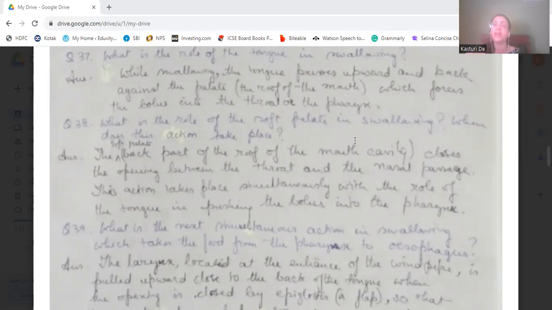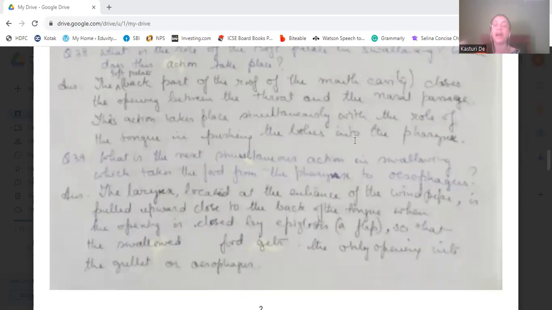This action takes place simultaneously with the tongue pressing the bolus into the pharynx. It does not take time, it takes place at once. The next simultaneous action in swallowing is that the larynx, located at the entrance of the windpipe, is pulled upward close to the back of the tongue, and the opening is closed by the epiglottis, so that the swallowed food gets only one opening, and that is the esophagus, the gullet.